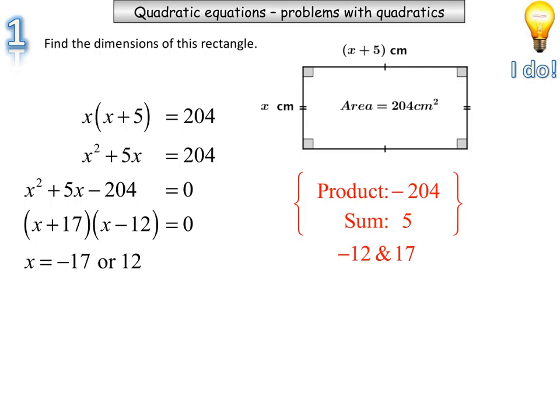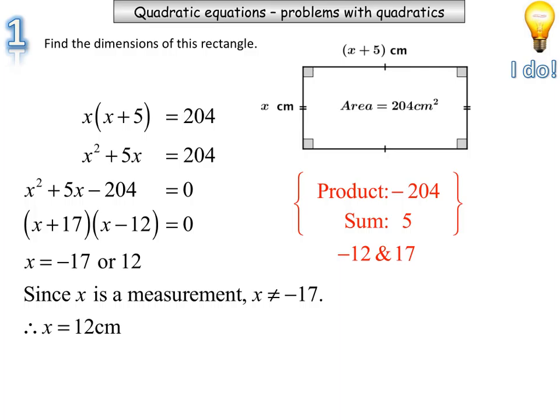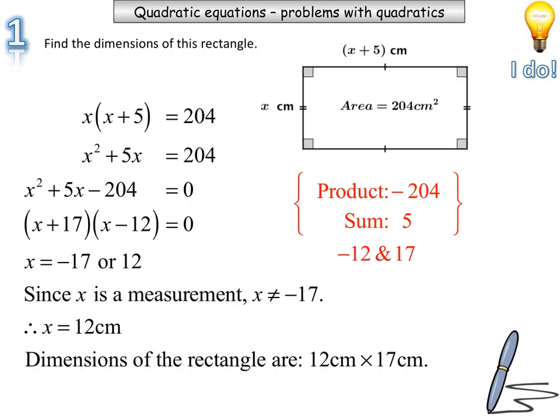But remember how we spoke about the value of x has to be positive. So we are going to ignore the negative 17 value, because the measurement has to be greater than 0. So x is equal to 12, so that's 12, and this is 12 plus 5. So 12 and 17 will give us an area of 204, and our value of x in this case is just the one value, which is 12.